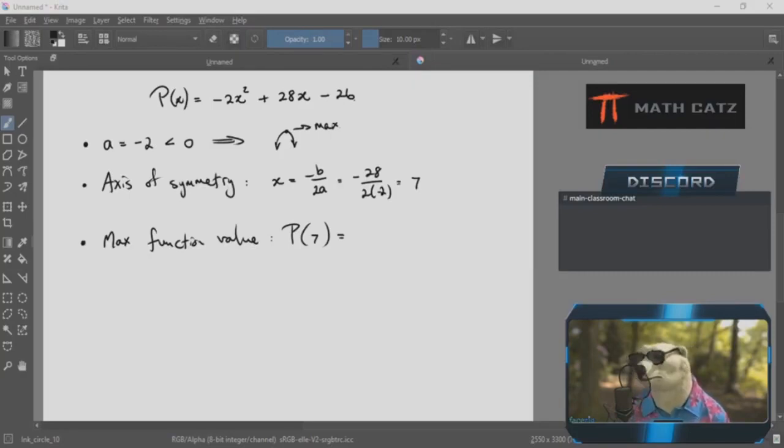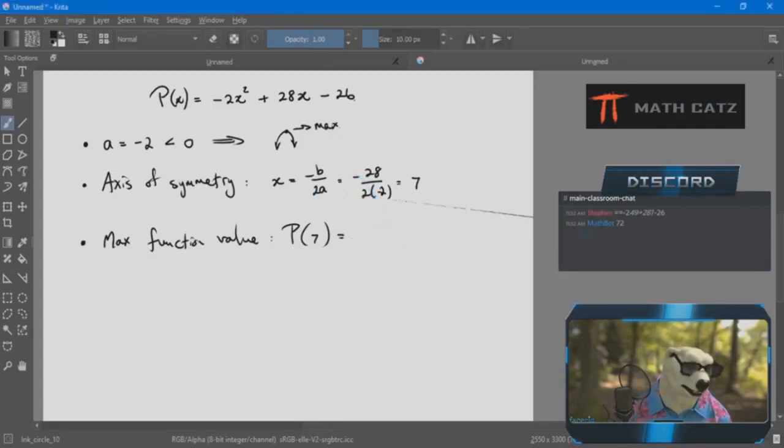Two equal signs to start MathBot. Negative 2 times 7 squared, we know is 49, plus 28 times another 7, minus 26. Give me an answer, MathBot. You're my only hope. 72. All right. Let's say we're done for the moment.